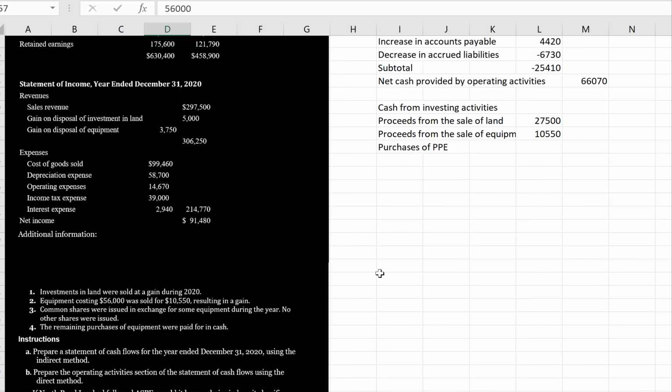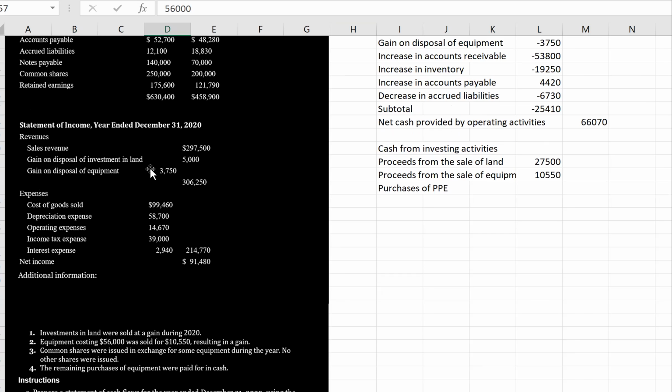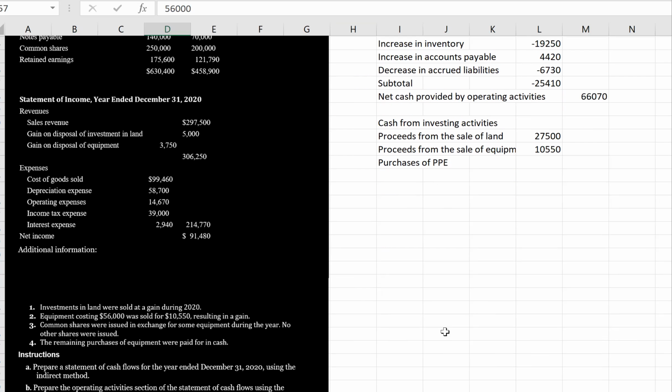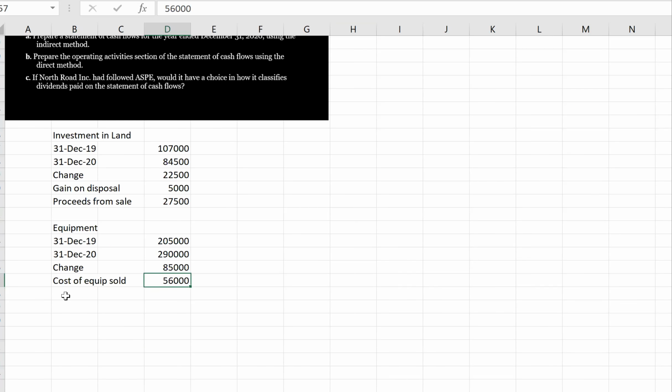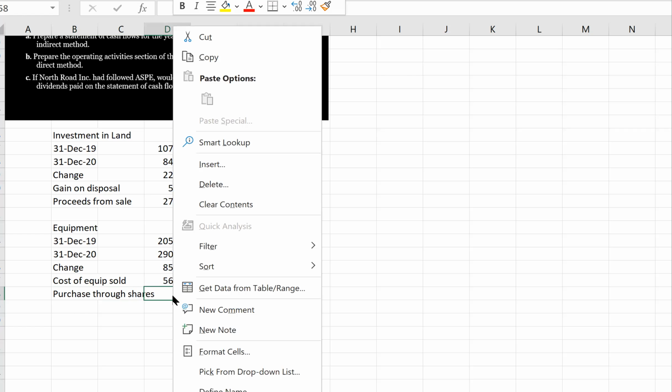So the journal entry we would have recorded for that transaction would have been debit PP&E, credit common shares. So it's a non-cash item. It's not going to show up on our cash flow statement specifically, but what it does mean is that it would have increased our PP&E account. And so as we're trying to reconcile this, we do need to take this into account. So the purchase through shares is going to be $50,000.